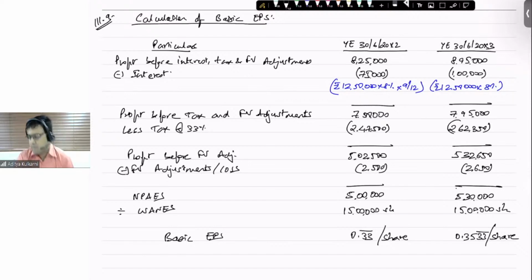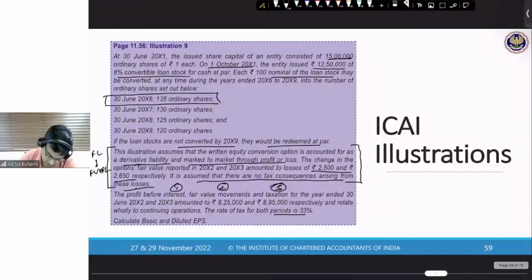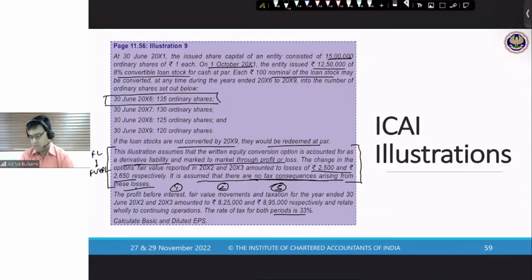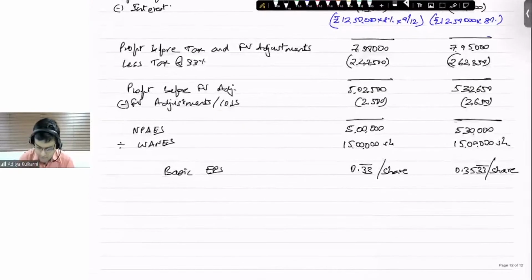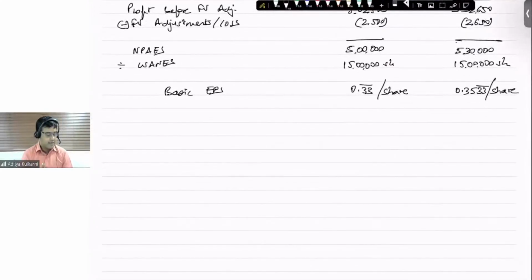Sir, fair value adjustments will always be after tax and interest only in this case, because it is not having any tax impact. Only in this case they have specifically given in the question, no tax consequences. Generally they will have, but here they have said it won't have. So that is why we follow the question. Okay, so that depends. All right.